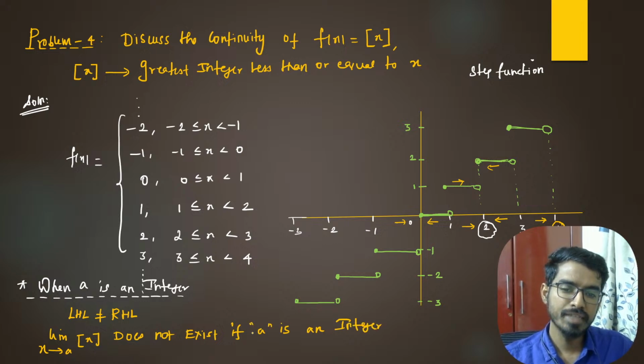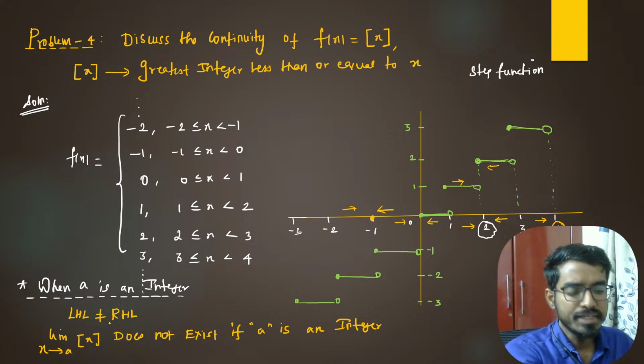If a is an integer, the limit will not exist because LHL and RHL are both different at a. Whatever integer you take, limit x tending to a of [x] does not exist. Any integer you take, what is your RHL? It is -1. What is your LHL? It is -2. So when a is an integer, the limit of [x] does not exist.